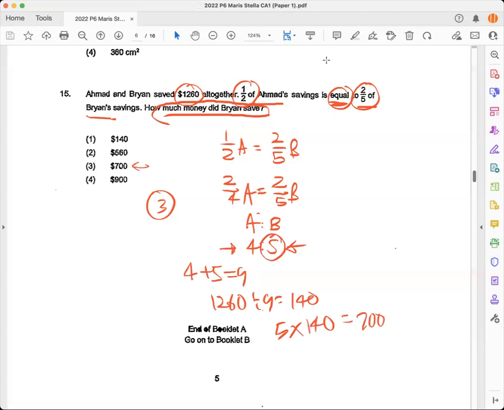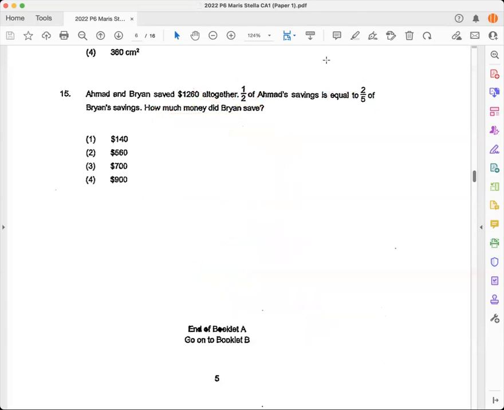Okay, now I'm going through paper booklet B, and I'll go through every question in paper booklet B.